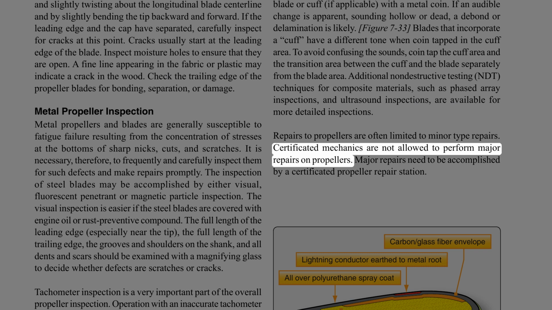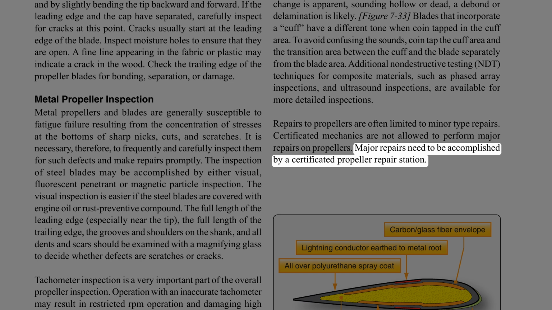Repairs to propellers are often limited to minor type repairs. Certificated mechanics are not allowed to perform major repairs on propellers. Major repairs need to be accomplished by a certificated propeller repair station.